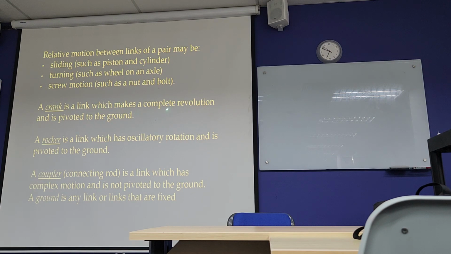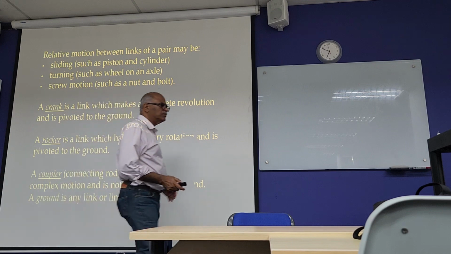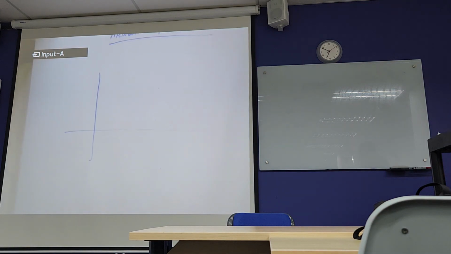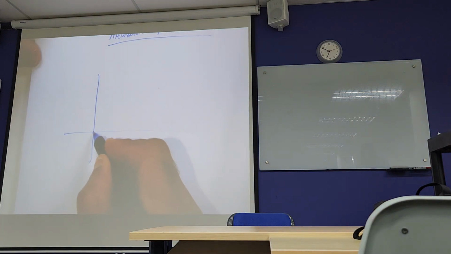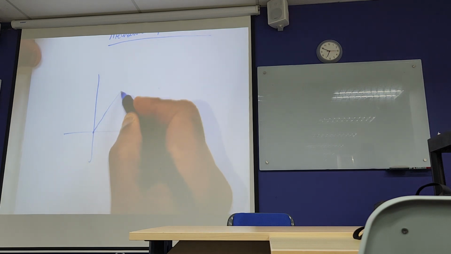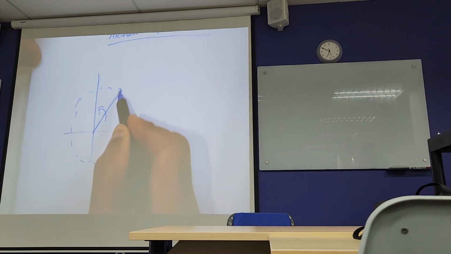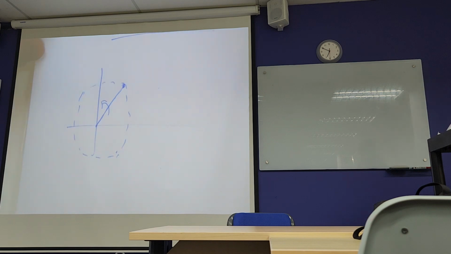So a crank is a link which makes a complete revolution and is pivoted to the ground. This one you must have done during your engineering dynamics. Basically you have a crank like this. This crank can rotate 360 degrees, so this crank will have a circular motion. So this is the crank part.